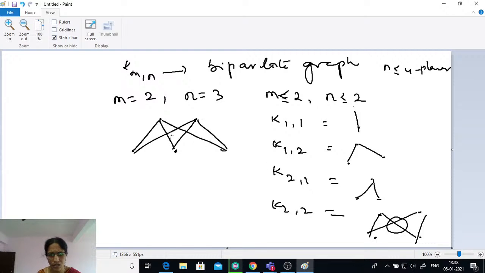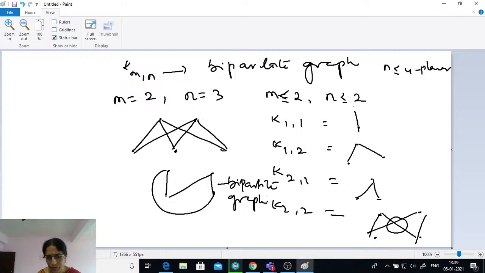Now you can remove this crossover. So how is it possible? For this, here to here and here to here, next here to here. Now there is an edge from here to here, that is possible like this. So this is a bipartite graph as well as a planar graph.